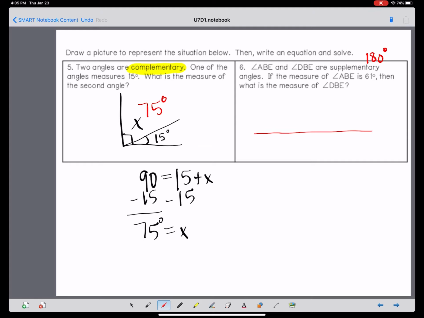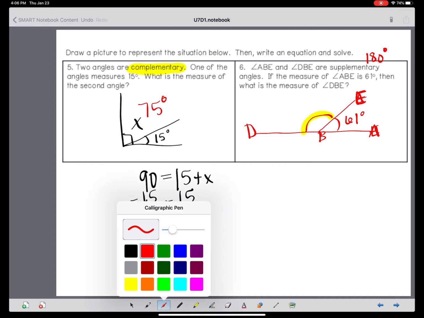It says one of the angles will be 61 degrees. And they just want to know the measurement of the other angle. If you want to label these, you are more than welcome to. Angle ABE is 61 degrees. ABE. And they want to know the measure of angle DBE. Oh, whoops, this one would be A. Not that it really matters. But they want to know the measurement of angle DBE. That is this angle right here.